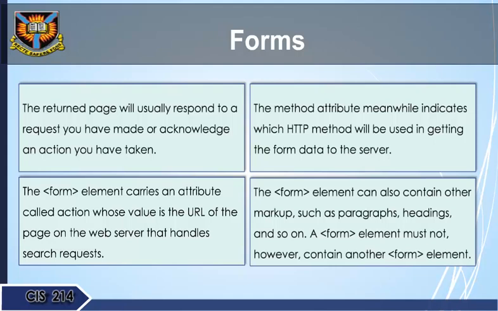The form element carries an attribute called action whose value is the URL of the page on the web server that handles such requests. The method attribute meanwhile indicates which HTTP method will be used in getting the form data to the server. The form element can also contain other markup such as paragraphs, headings, and so on. A form element must not, however, contain another form element.